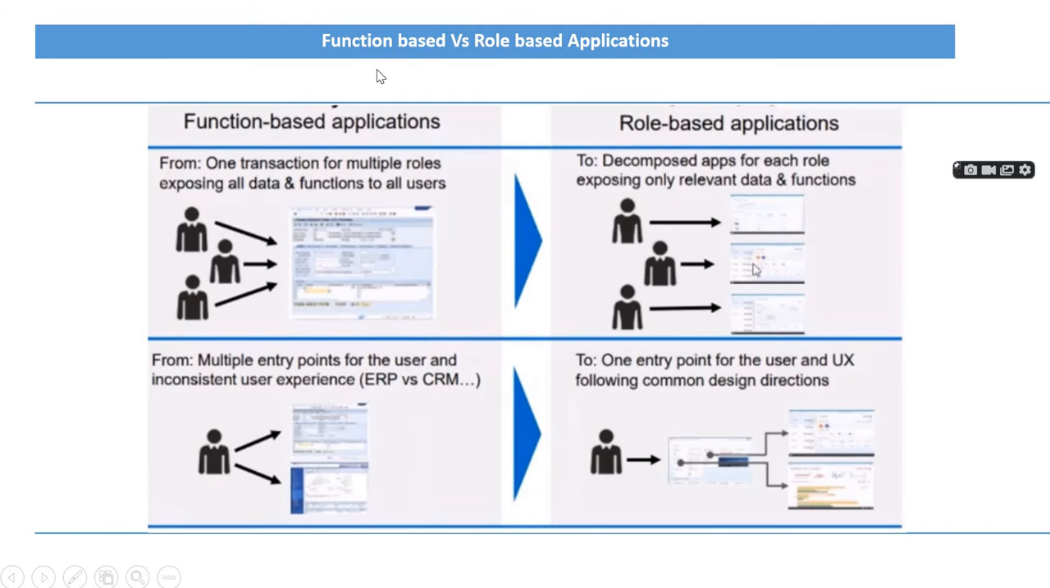So this is about function-based versus role-based. That is the basic difference. Before Fiori, in ERP, if you wanted to run any transaction, for example VA01, some of the application is required by a person who works only on creating sales orders, and then some of the application within that VA01 is required by one person who is scheduling some agreement. So for them also it is required.